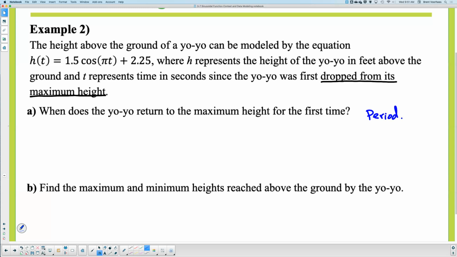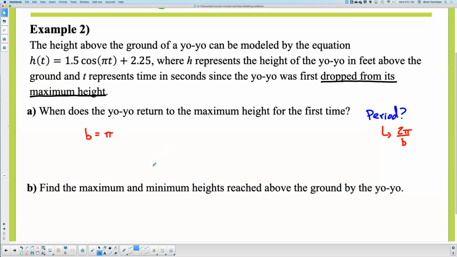So we're saying, what is the period? The period's formula is 2 pi over b. I agree. It's going to be 2 pi divided by b. So what is our b in our problem? It is pi.